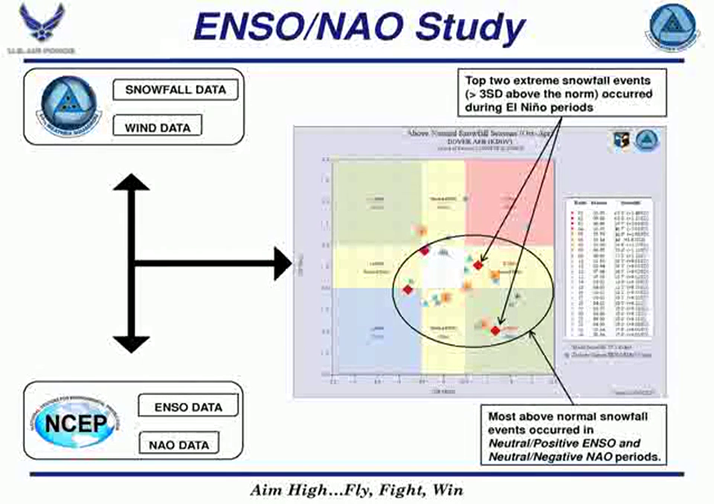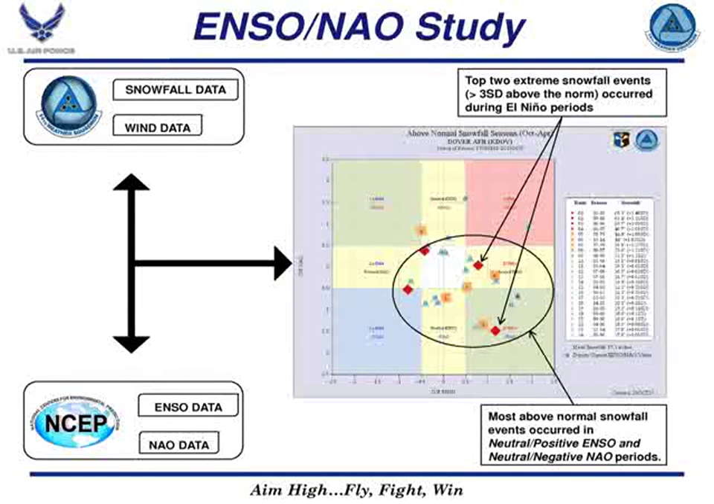to find correlations between the El Niño Southern Oscillation, the North Atlantic Oscillation, and snowfall amounts and high wind occurrences at several Air Force bases. To create these scatter plots, we compiled our own precipitation and wind data and matched it against ENSO and NAO data from the National Centers for Environmental Protection. Plots to the right of center indicate snowfall totals in El Niño years.